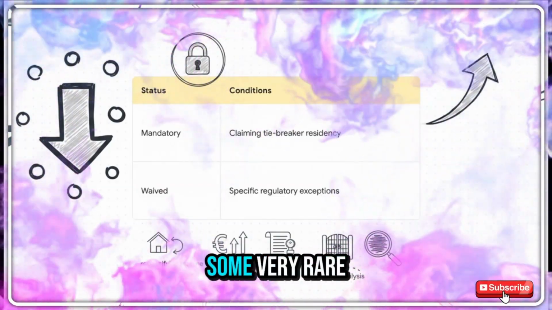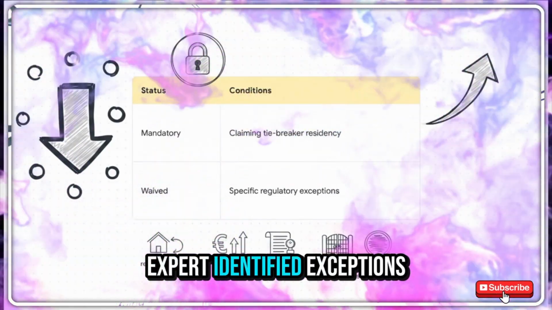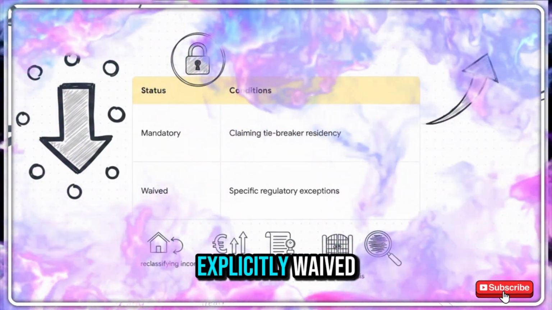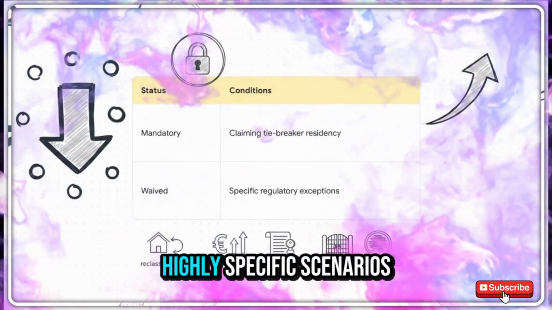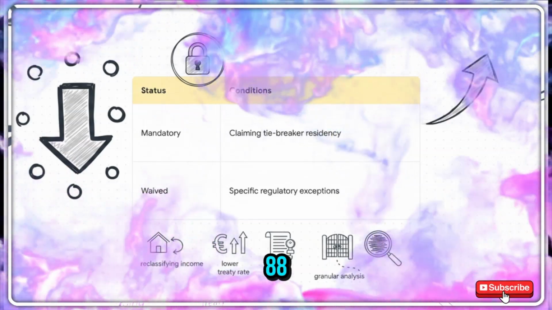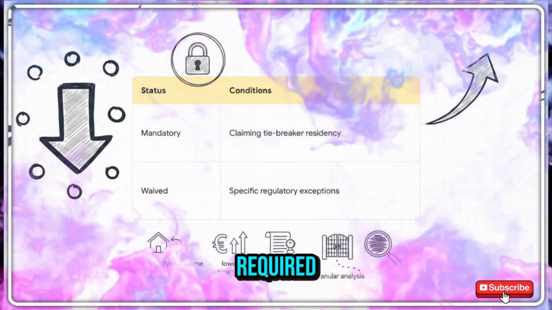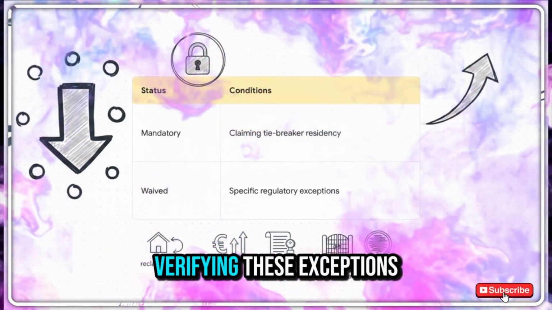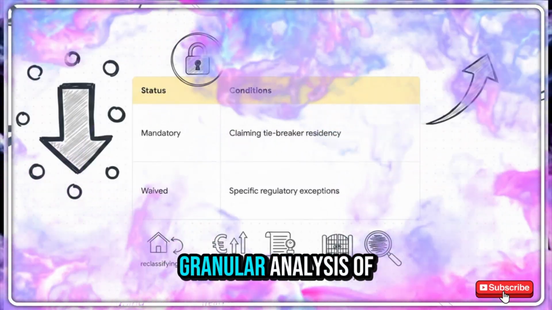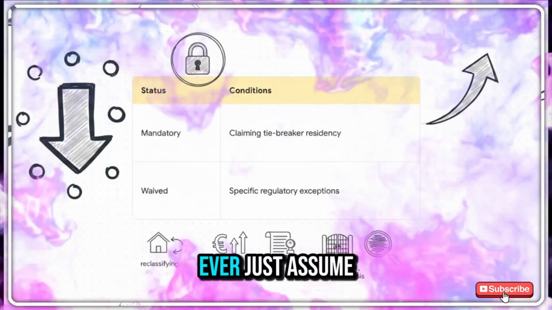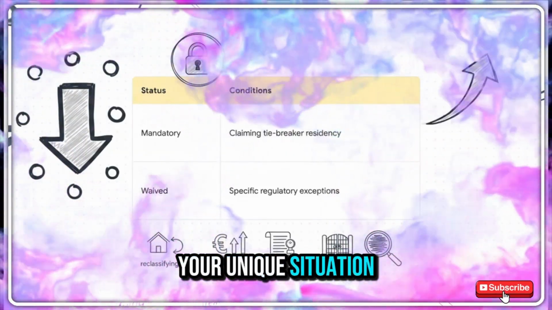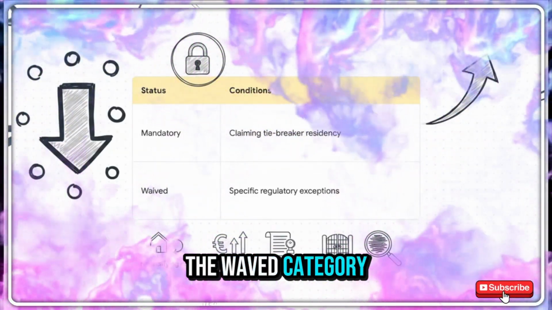Now, there are some very rare expert-identified exceptions where reporting is explicitly waived. The statutory code does outline a few narrow, highly specific scenarios where the Form 8833 attachment isn't required. But finding and verifying these exceptions, that requires some granular analysis of the regulatory instructions. You can never, ever just assume your unique situation magically falls into the waived category.